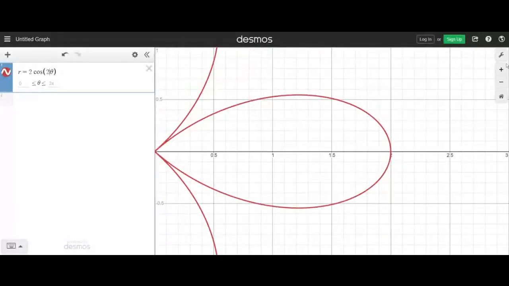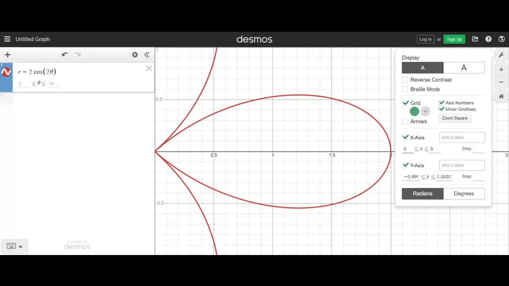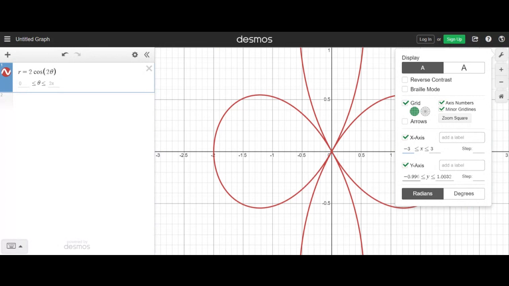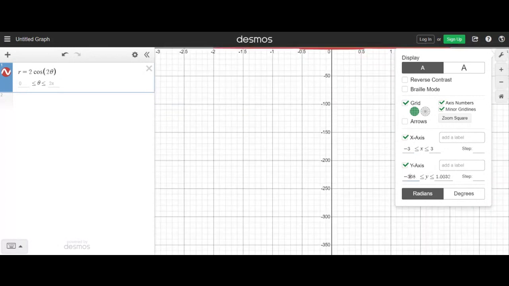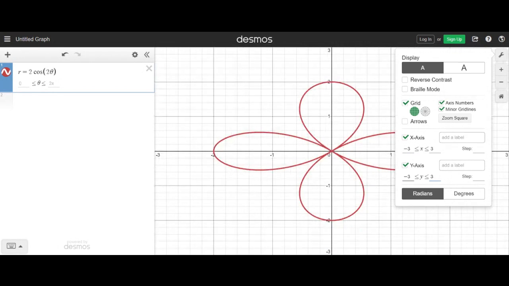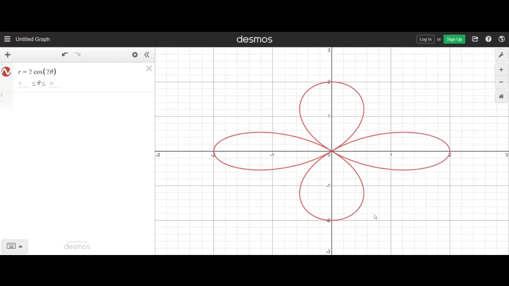cosine 2 theta, whoops, I have to change my window. Let me go from -3 to +3, and from -3 to +3. Okay. That's a 4-leaf rose, class. 4-leaf rose.